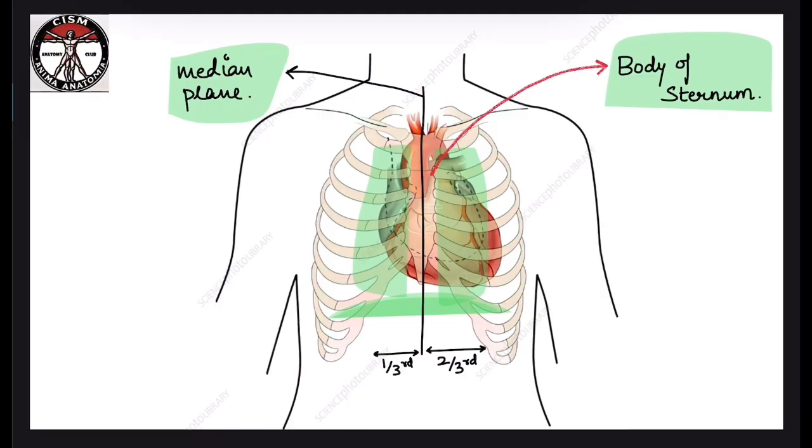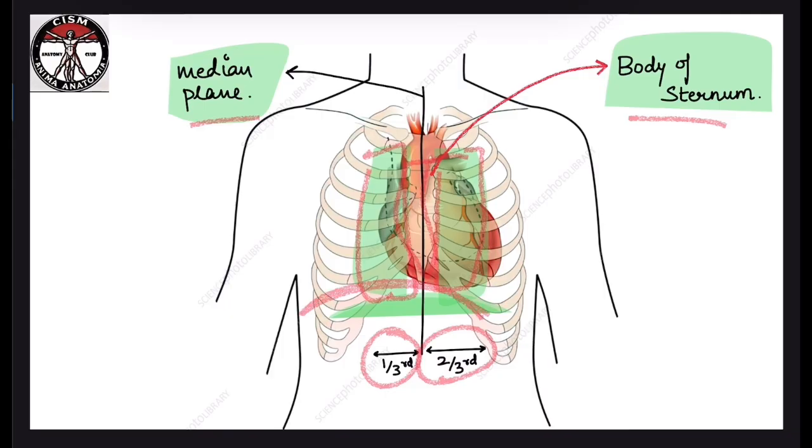So here is a diagram. This part is the left one, which is two-thirds, and this is the right part, which is one-third. And there is a median plane. This is the body of sternum, behind which the heart is present. And one more thing, there is the diaphragm, on which the heart rests.